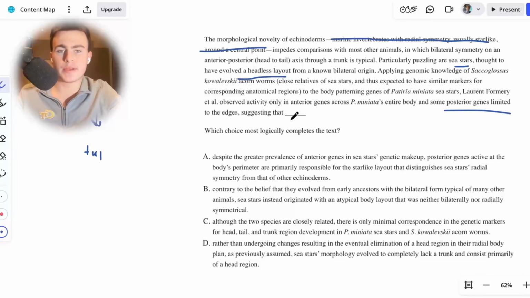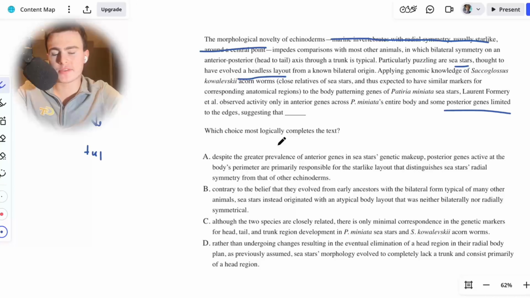Well, let me make a prediction. Prediction is that they didn't evolve to lose a head. They evolved to have the head be spread out around the sea star. And they do have the tail genes on the edges, like the legs. Okay? So that is what the text is saying. My prediction is probably going to be something like the sea stars evolved to have more head genes and fewer leg genes or tail genes. That's about it. So let's look at the answers.